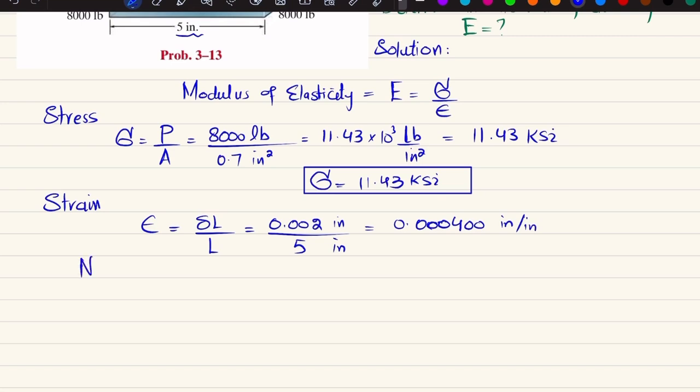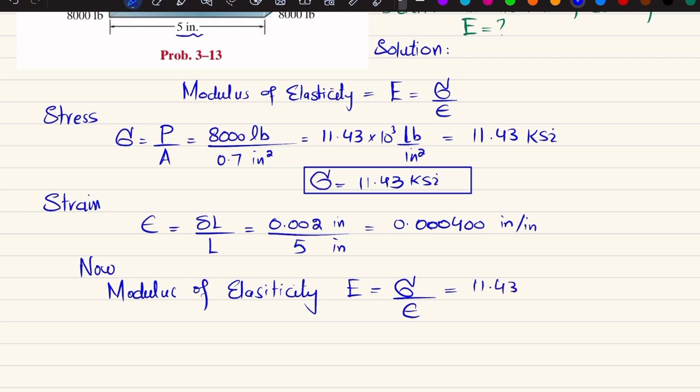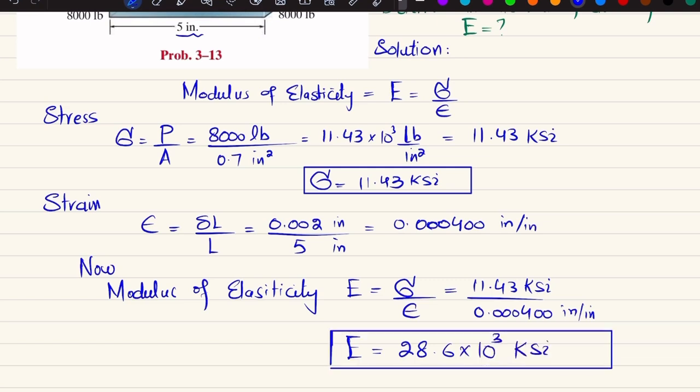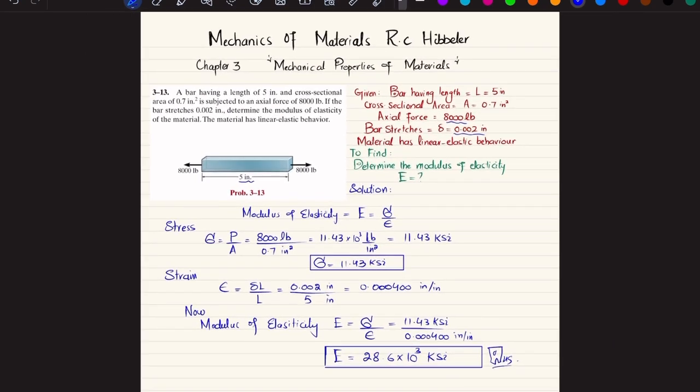Now the modulus of elasticity, E, will be equal to stress over strain. You have both the values. Stress is 11.43 KSI and strain is 0.000400 inch per inch. So you will get the value of modulus of elasticity as 28.6 into 10 to the power 3 KSI, which is the answer of this question. This is the modulus of elasticity for the given load and cross-sectional area for the material. And that was all about this problem 3-13.